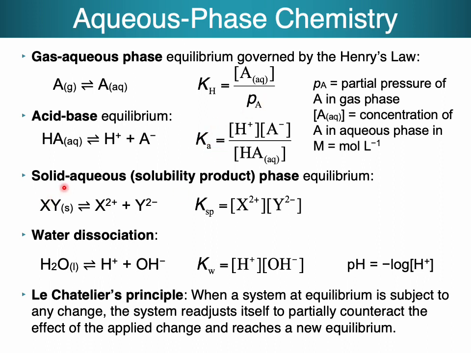We call it the acid dissociation constant, Ka. Another important class is basically dissolution of solids, solid-aqueous phase equilibrium, or solubility product equilibrium.